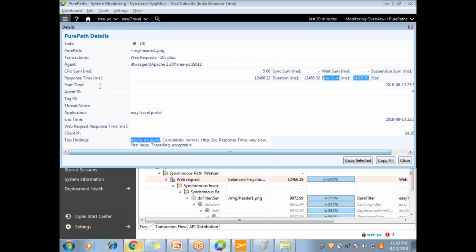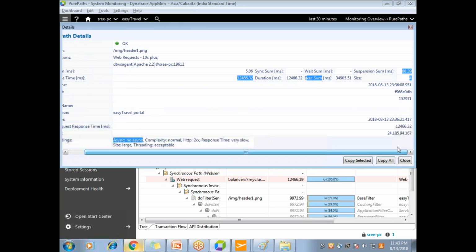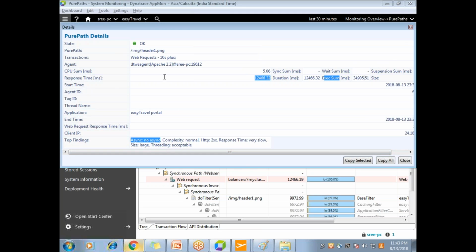Okay. Response times. It's a lot of time out of this. Most of the time duration, execution is this much. Okay, size is that much. Okay, agent ID, fine. It says response times very slow. Okay, which is true. Complexity normal, size large. I think this is the problem. You see, size is large.